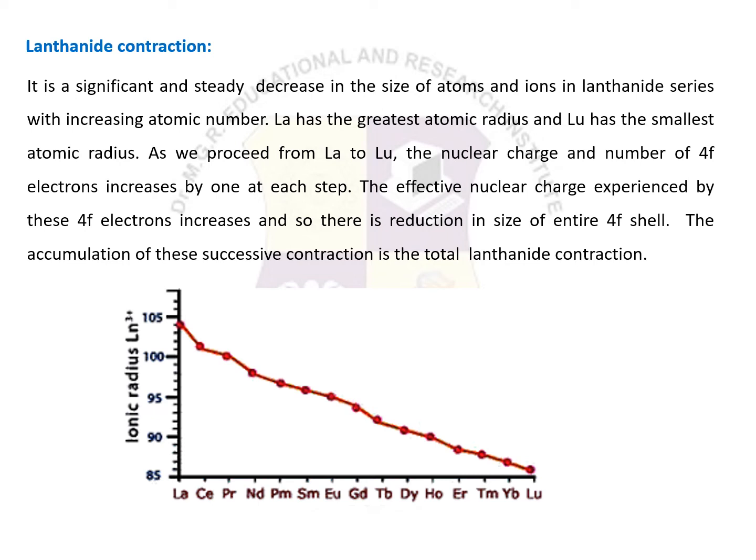We can also see in the graph below. As we proceed from lanthanum to lutetium, the nuclear charge and number of 4f electrons increases by 1 at each step. So the effective nuclear charge experienced by these 4f electrons increases, and so there is reduction in size of the entire 4f shell. The accumulation of these successive contractions is the total lanthanide contraction. We can see in the figure very well the steady decrease of the ionic radius or the atomic radius.